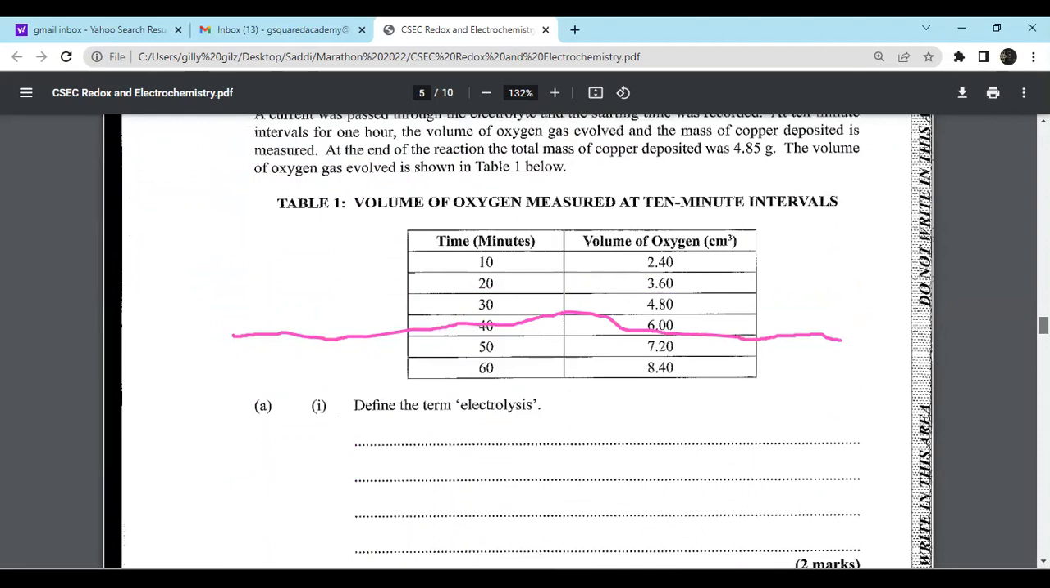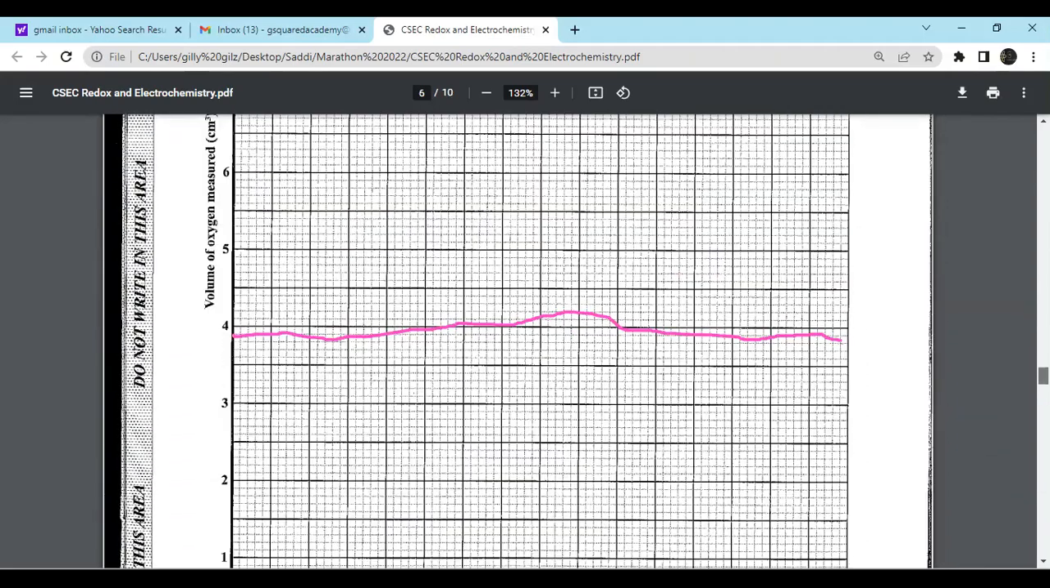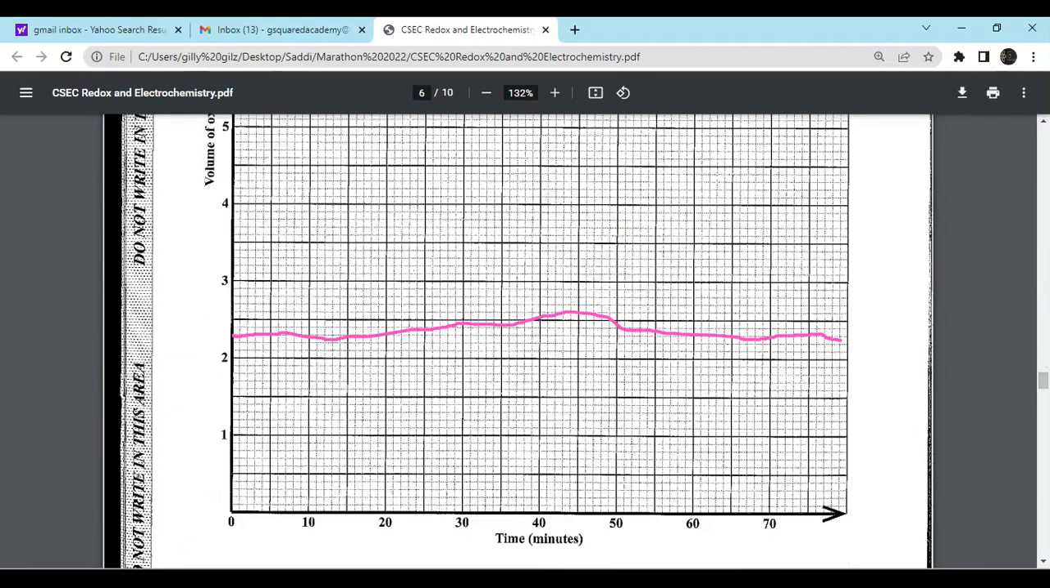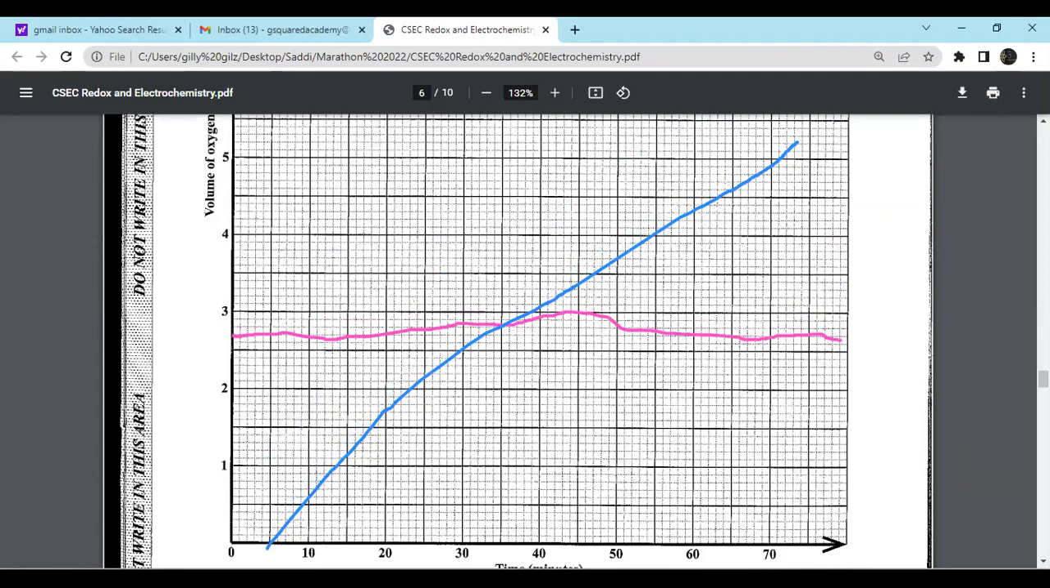Okay, let me see. 2, 4, 6, 7, 8. Okay, so it's going up. All right, so your graph should look something like this. Not exactly like it, but something like it. As the time increases, the volume of oxygen increases, so your graph should look something like this. Okay, something like that. So all you need to do now is, for the 5.5, you draw your line across. I'm not going to redraw the line. Just going to bring this up.